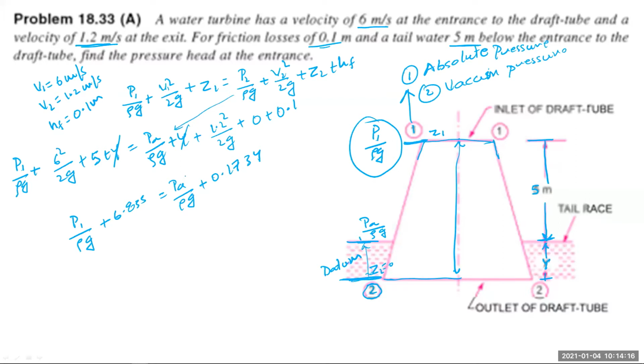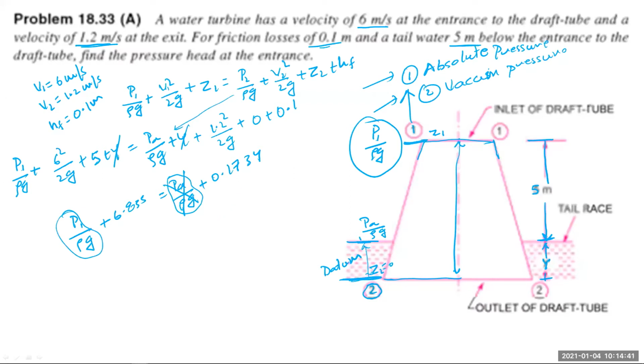Okay. So if you consider P1 upon rho g plus PA upon rho g, then that will give you your absolute pressure. If you consider only P1 upon rho g, neglecting the atmospheric term, then you will get the vacuum pressure. In both situations, the answer will be correct. Okay. So no need to worry.